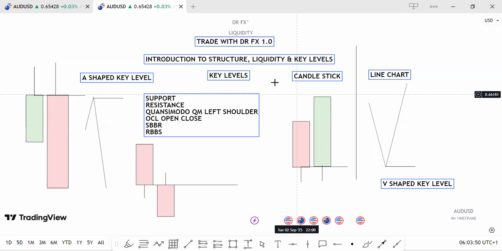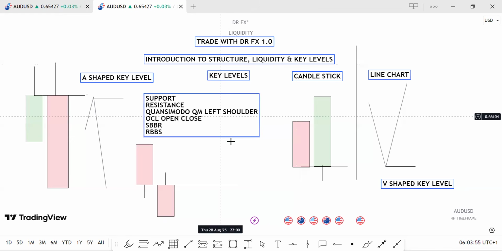Okay. So we're going to be talking about key levels today. What are key levels? Key levels are decision points in the market. Key levels are points where you make decisions. It's not a point where you must take a trade. No, but they are decision points. Meaning, if the market comes to a certain point in the market, you tend to make what? Decision. Whether you're going to buy, whether you're going to sell.